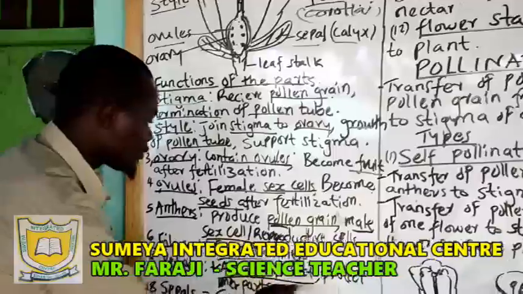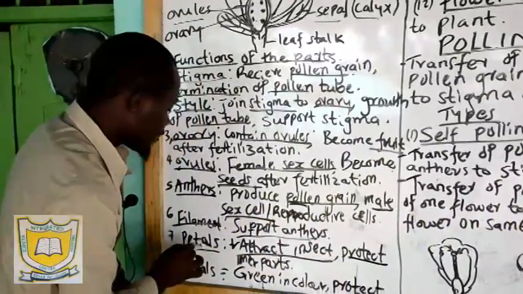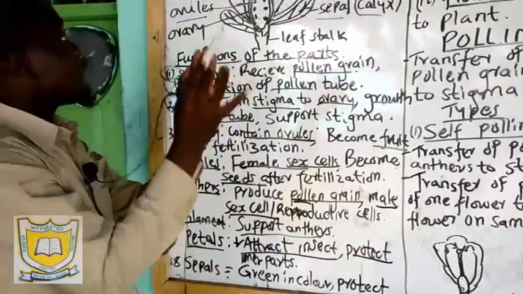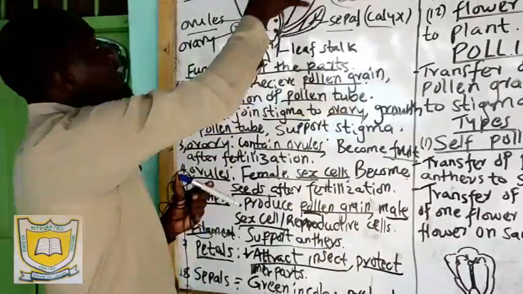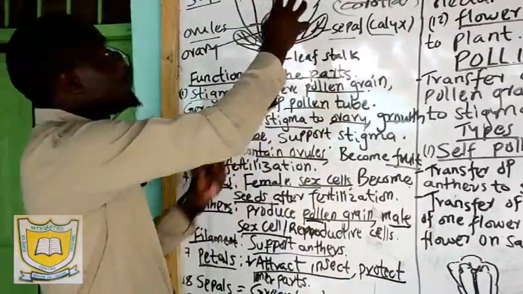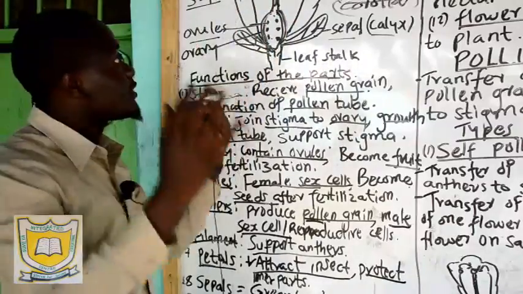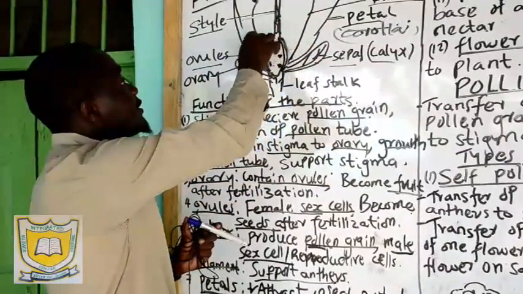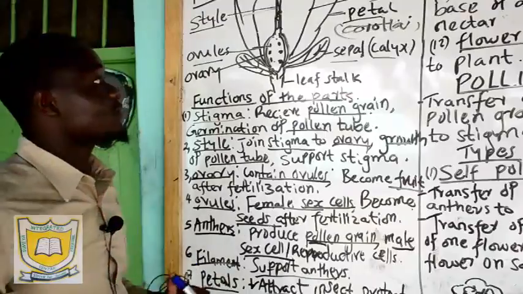Still on the petals, they also protect the inner part of the flower. The anthers and the stigma are very delicate. So the petals enclose all the anthers, the stigma, and all the other parts of the flower.